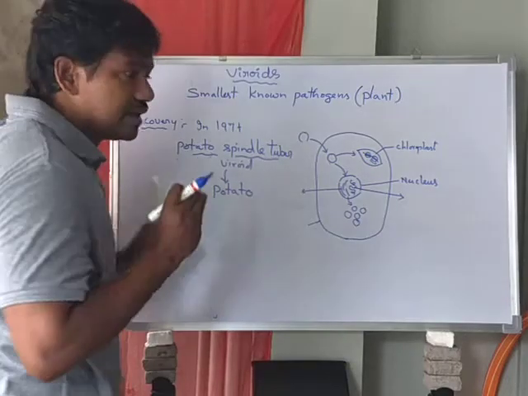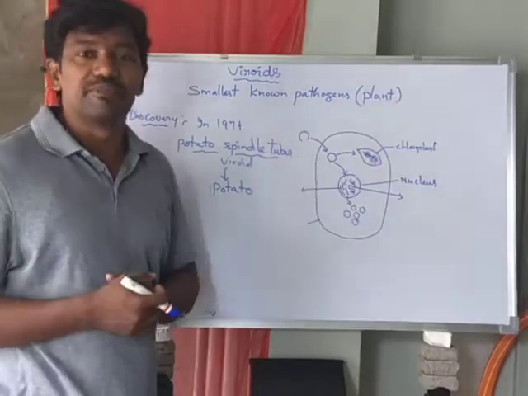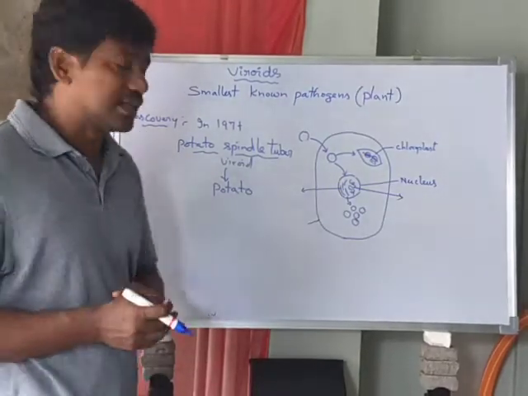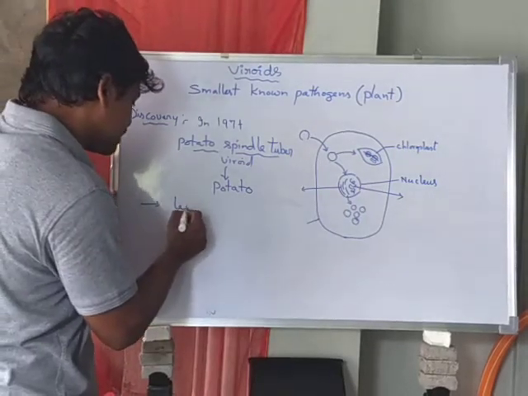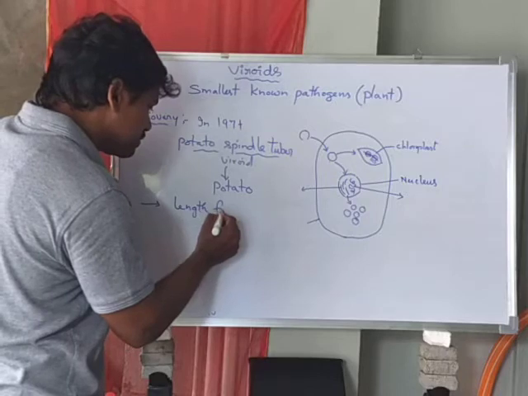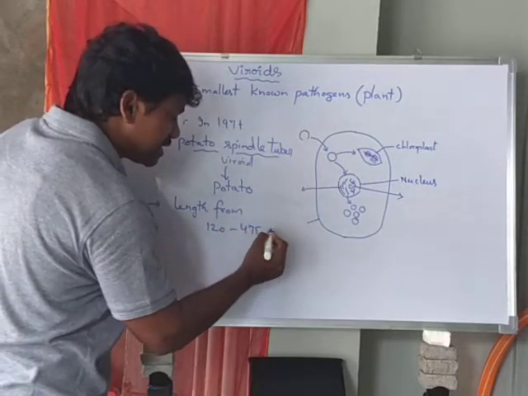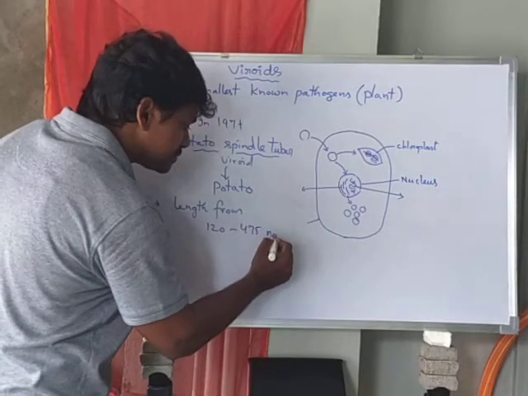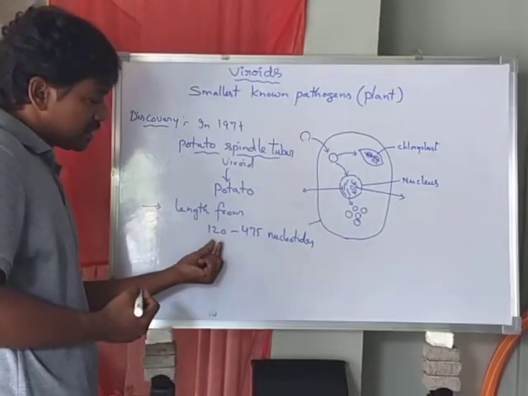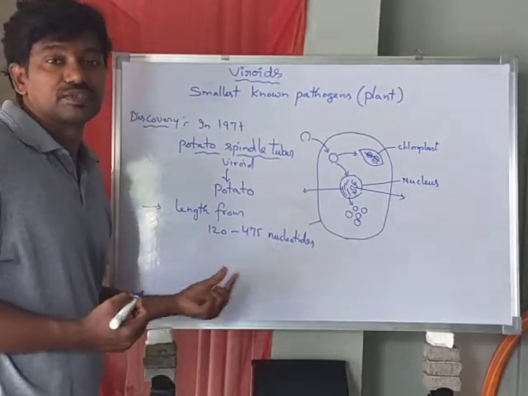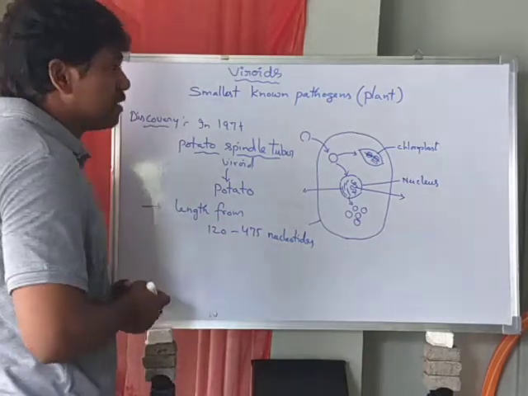Nearly 30 viroids have been discovered. They range in length from 120 to 475 nucleotides. So they have a length between 120 and 475 nucleotides.